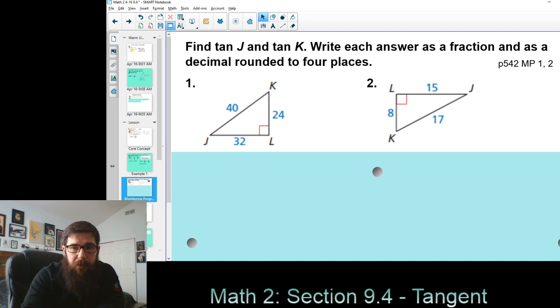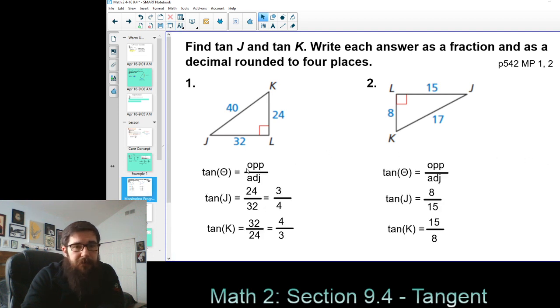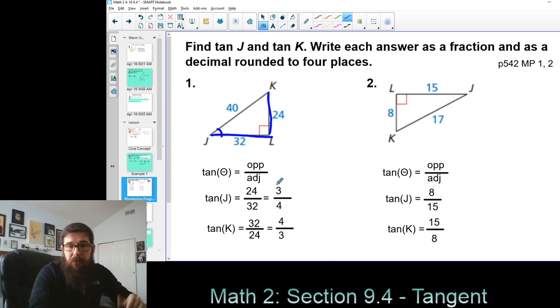All right, so I'm going to go ahead and reveal this now. If we unpause these, tangent is still, from any angle, the opposite side over the adjacent side in a right triangle. If I'm looking from angle J first, my opposite side is 24, because no part of 24 is touching the angle J. The adjacent side is 32. It's touching. It's also the other leg, and it's not the hypotenuse. I can reduce that to 3 over 4. I skipped the decimal portion for this. You literally type 3 divided by 4, and you're going to get 0.75.